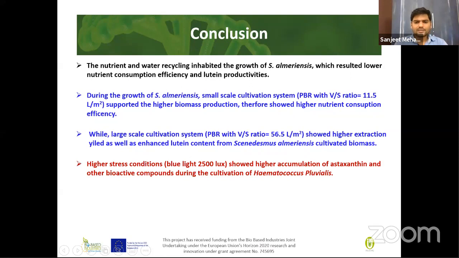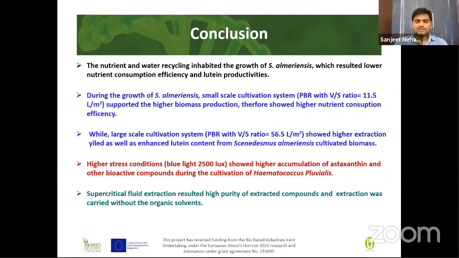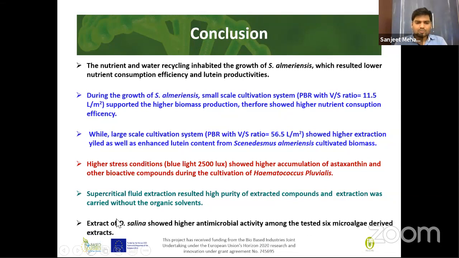We found that the high stress condition, that is blue light at 2500 lux on the surface of the photobioreactor, improved the accumulation of bioactive compounds in Haematococcus pluvialis, while the less stressful conditions had less effect on the accumulation of bioactive compounds. The brief results of the bench scale supercritical extraction demonstrated that the bench scale results can be achieved at the pilot scale, and we found that the results at bench scale and pilot scale were comparable. Also, the extract of Dunaliella salina had the highest antimicrobial activity among the extracts of the 6 microalgae strains.